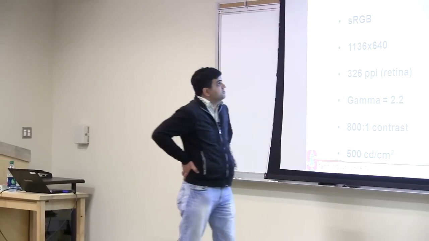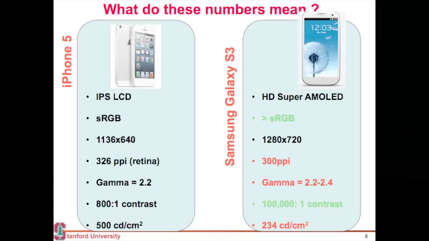Now since I've thrown these terms around, you would want to compare them from a competing device, right? So if you compare a Galaxy S3, it says Super AMOLED or active matrix OLED display. It says it has a much bigger color gamut as compared to the iPhone 5. It has a lower resolution as compared to the iPhone 5. So first of all, why is it lower?